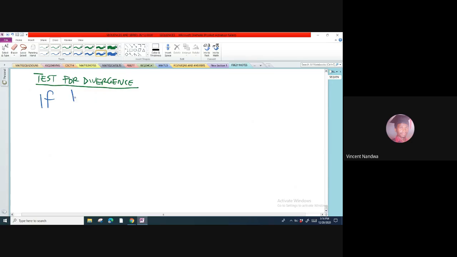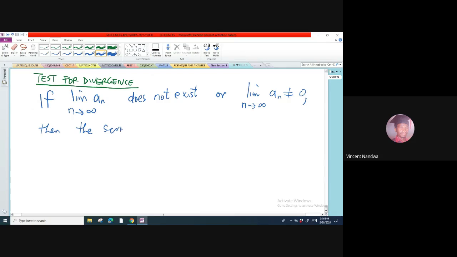If the limit as n approaches infinity of an does not exist, or the limit as n approaches infinity of an is not equal to 0, then the series is divergent.